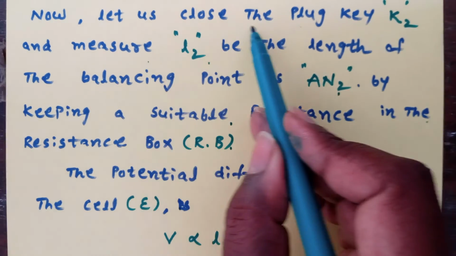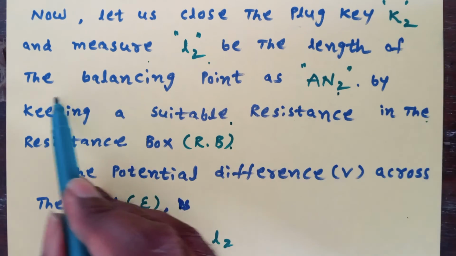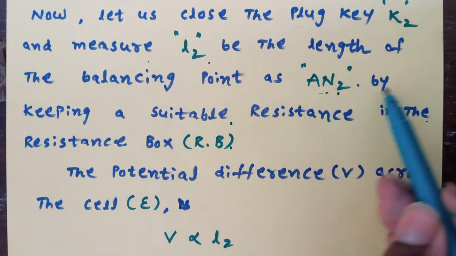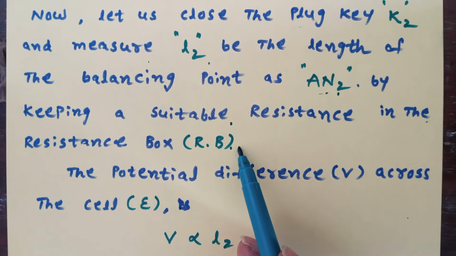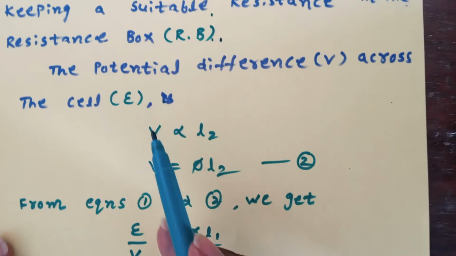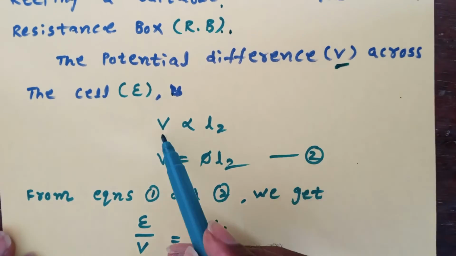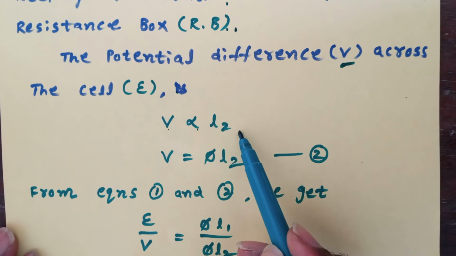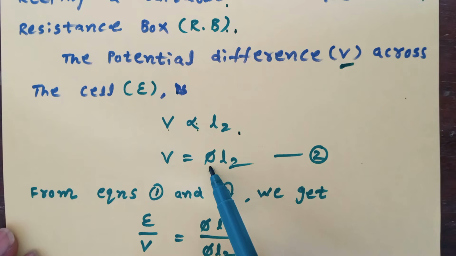Now let us close the plug key K2 and measure L2, the length of the balancing point AN2, by keeping a suitable resistance in the resistance box. The potential difference across the cell, V, is directly proportional to L2. Removing the proportional symbol, we get a constant, phi. V is equal to phi L2.